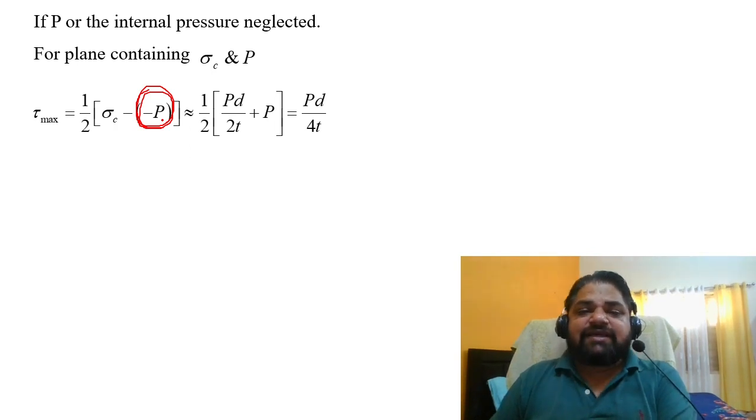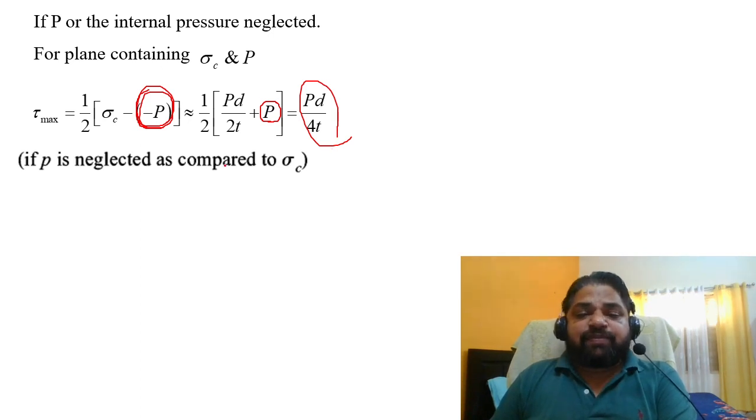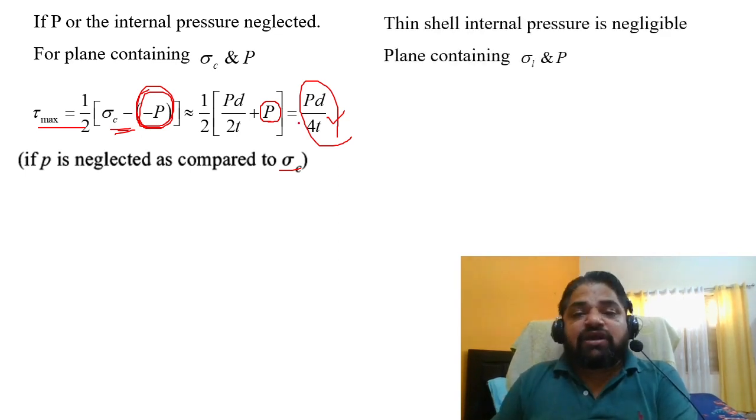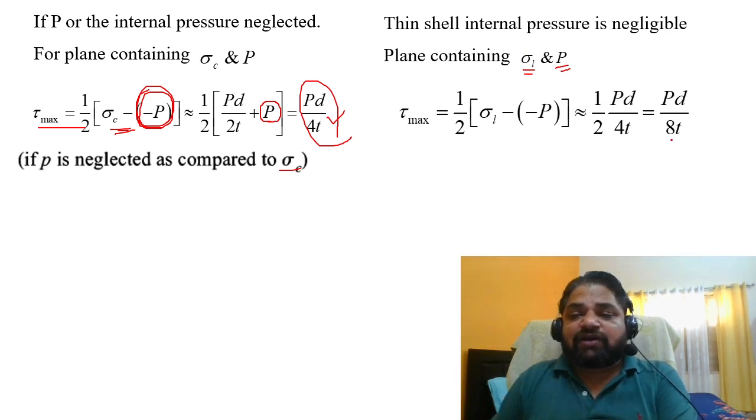So by utilizing that, we can get this PD by 2t by putting this value, and we are neglecting this P, then we get PD by 4t. Similarly, if P is neglected as compared to sigma C, we get PD by 4t. That means the tau max value we are getting by only one stress, only circumferential stress. It may give that shear stress is equal to the value of sigma L. Now if I am considering the sigma L value only and I drop the P, then I can get what we are getting now.